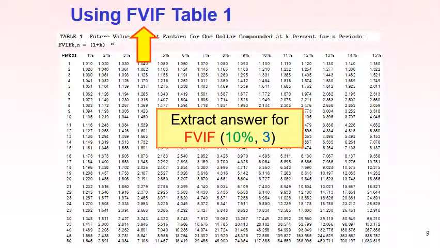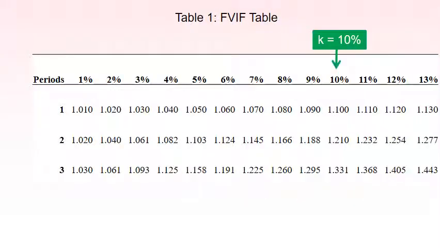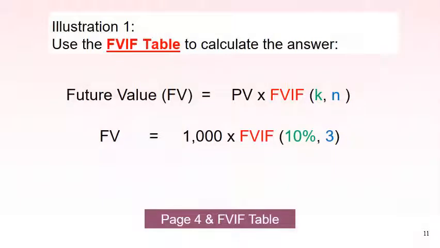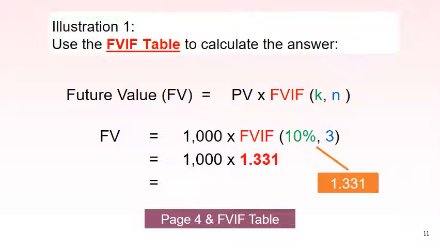Now we're going to extract the answer with two known variables, K and N. With the known values of K and N, the intersection is the answer we want to find. Substitute the answer from the table into the formula, and you'll reach the final answer of 1331.